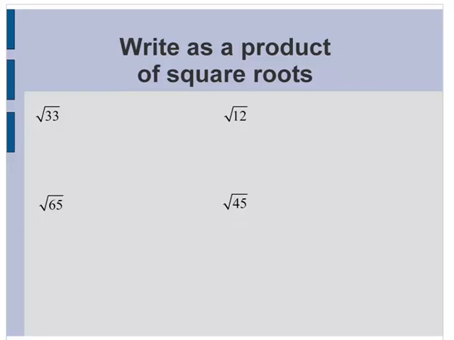Now, let's take that in the other direction. Let's write this as a product of square roots. So, for example, the square root of 33 can be written as the square root of, well, let's see, 33 is 3 times 11. So this could be written as the square root of 3 times the square root of 11. Now, for 12, we have a couple more choices.